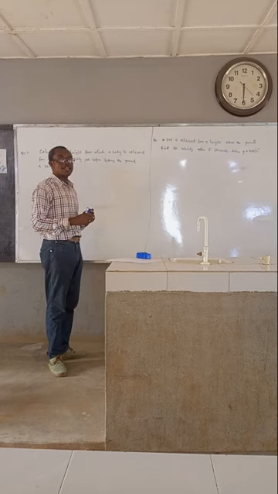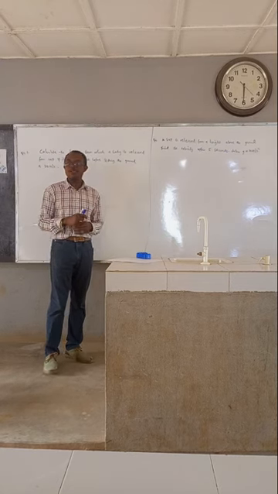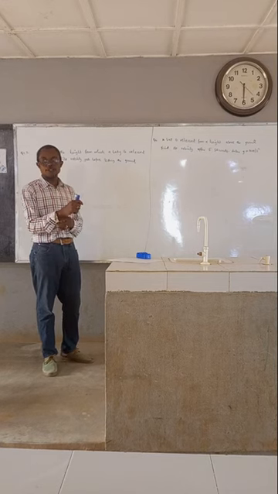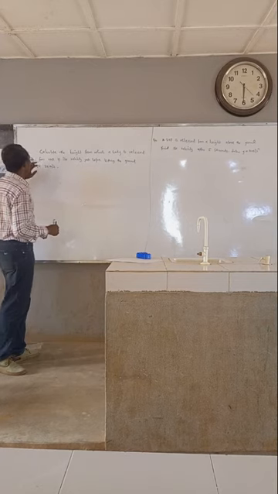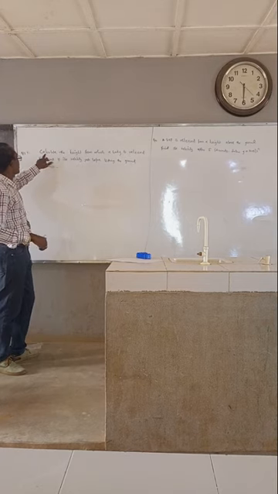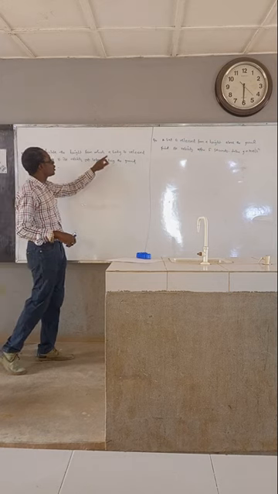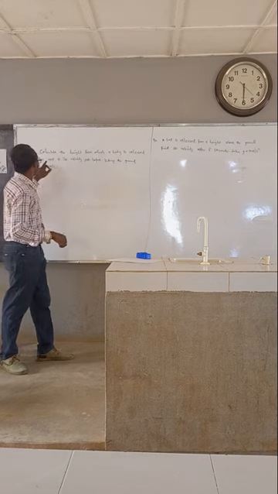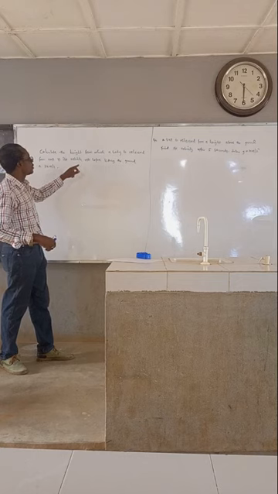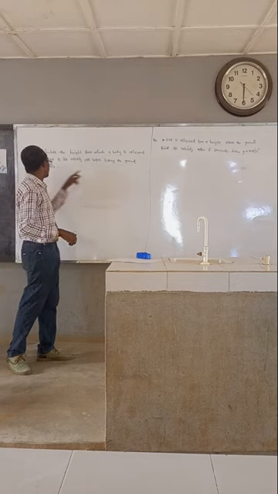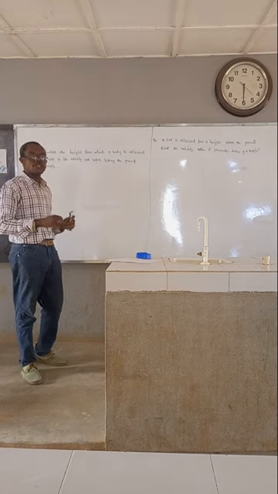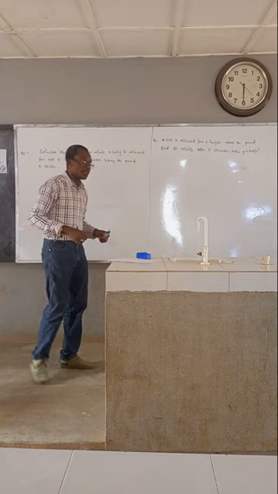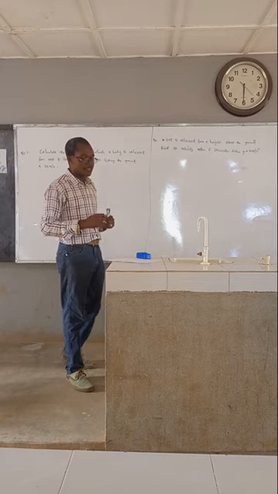Now, in today's class, we want to apply these equations in solving problems. So quickly, we want to look at the first question we have. Calculate the height from which a body is released from rest if its velocity just before hitting the ground is 30 meters per second.